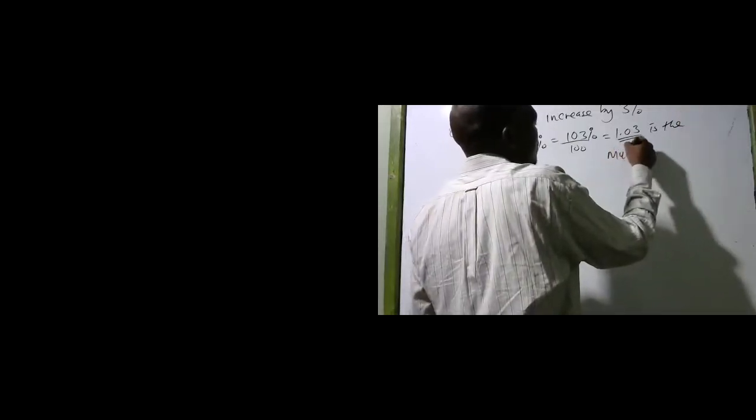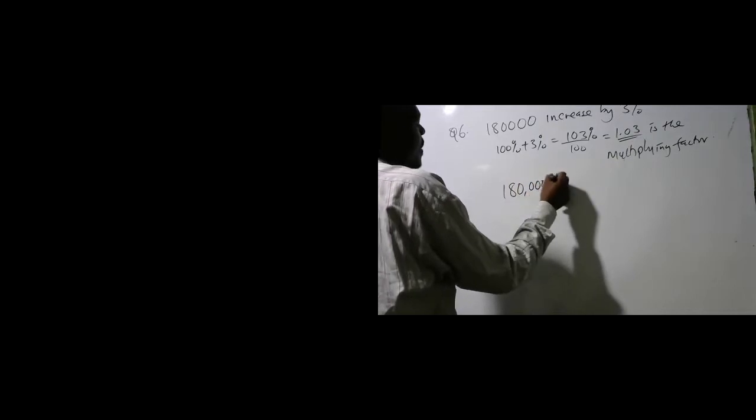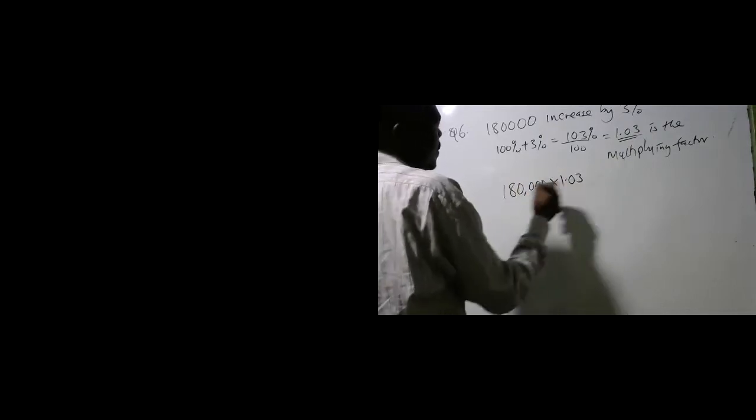So this number here is the multiplying factor. So our answer is 180,000 times 1.03. So what do you get? 185,400.